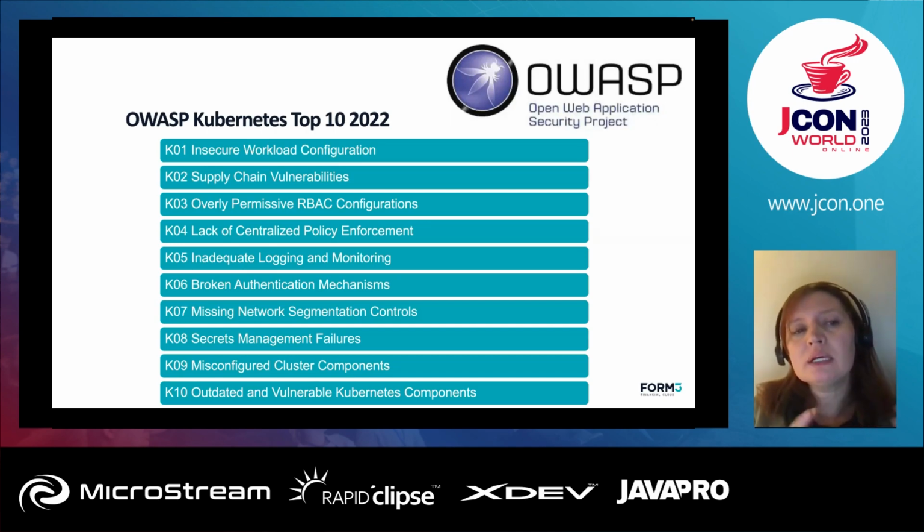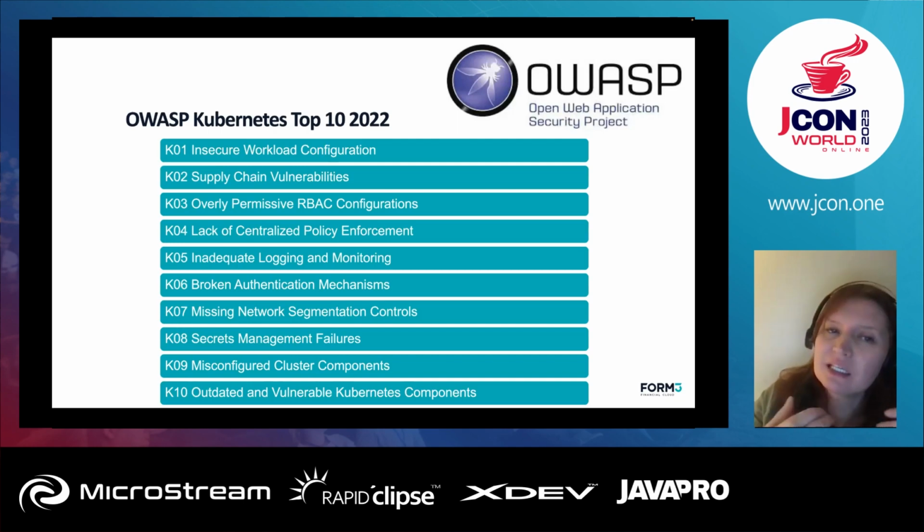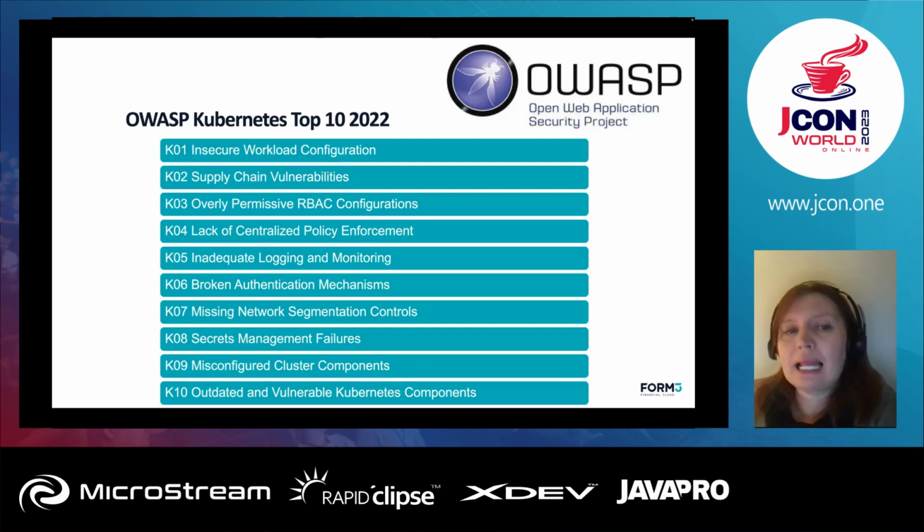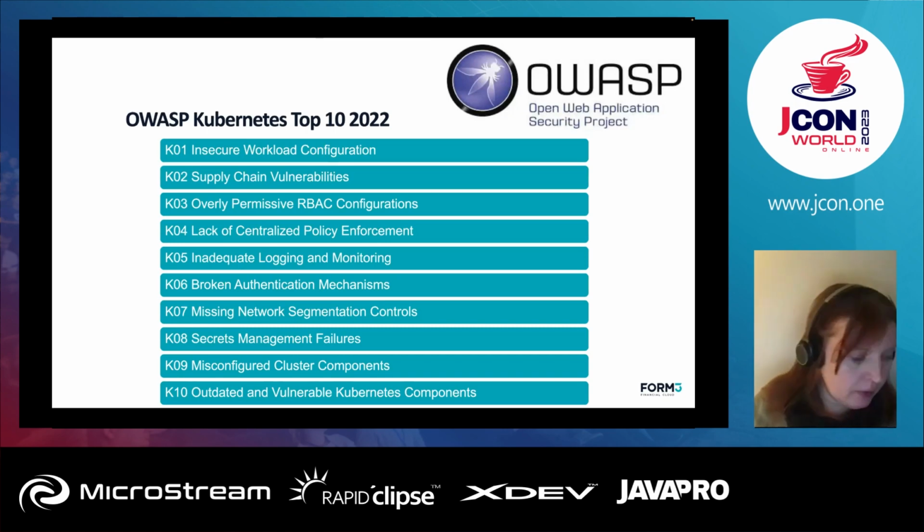However, together with K1, we also need to take a look at K4, lack of centralized policy enforcement. Because if you have an insecure workload configuration, usually you are lacking any kind of centralized policy enforcement. It's not enough to only detect those insecure configurations. We need to actively reject those configurations. We shouldn't allow those insecure pods to be deployed into our clusters. So those two are the theme for today's presentation, and we'll see that in just a couple of minutes.